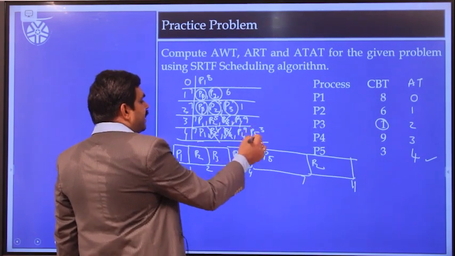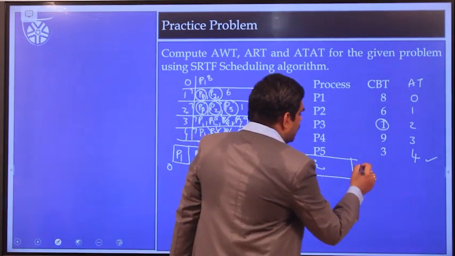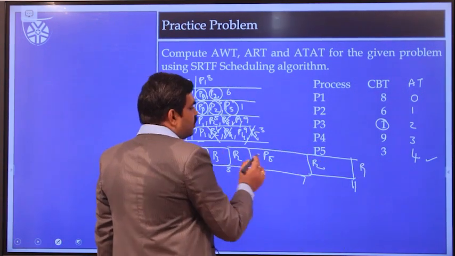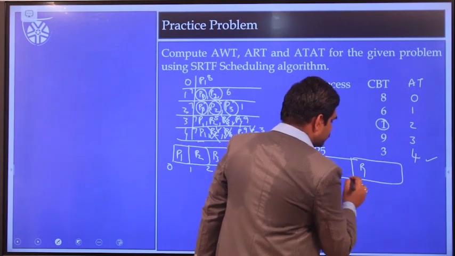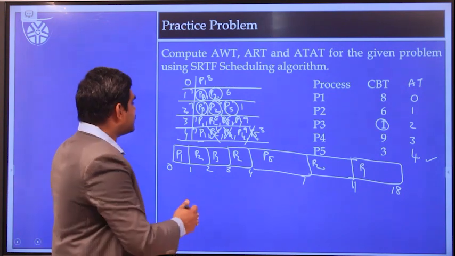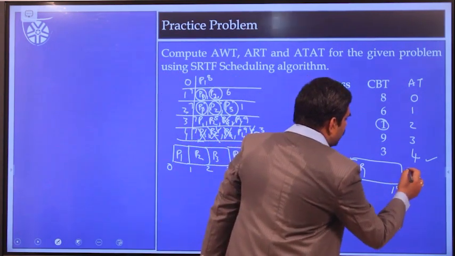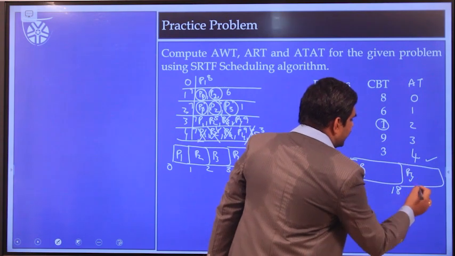Then P2 has completed. Finally we have been left with 2 more processes: one is P1 and the other one is P4. P1 needs a CPU for 7 seconds, so 11 plus 7, which is equivalent to 18 seconds. Now P1 also completed the execution. Finally we have been left with only P4, and P4 needs a CPU for 9 seconds.